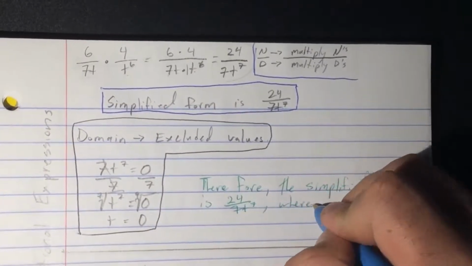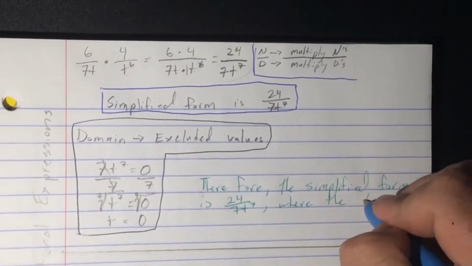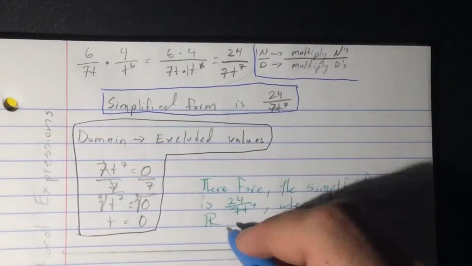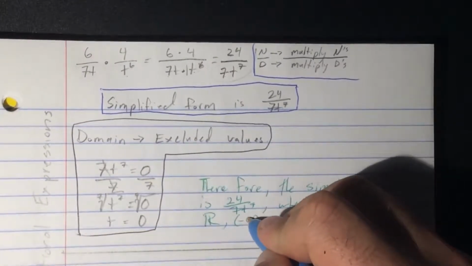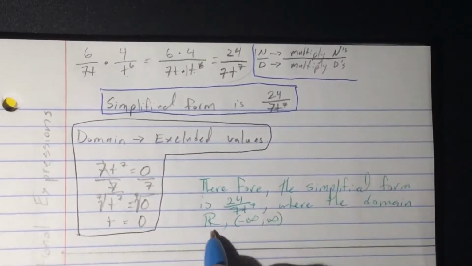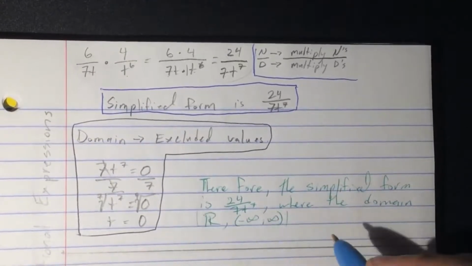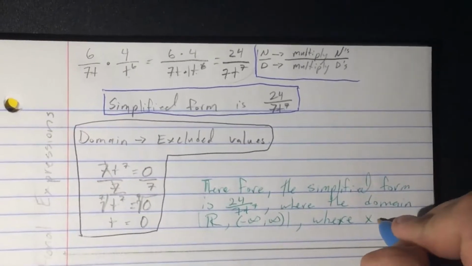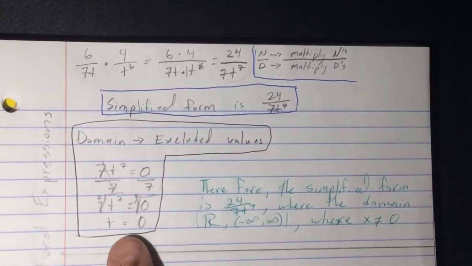where the domain is all real numbers. You can write it this way, or you can write it this way, whichever way you want, because it's the same thing, right? Both of these are the same thing. Comma, where x cannot equal 0, because that's the excluded value.